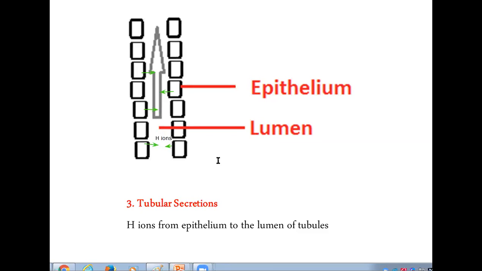When the filtrate moves in the lumen of the renal tubule, the epithelial cells secrete some substances into the lumen, into the filtrate. Mostly these epithelial cells secrete hydrogen ions to balance the pH. This is the third and final step of urine formation. So as we have discussed, 3 steps of urine formation: pressure filtration, selective reabsorption, and tubular secretion.